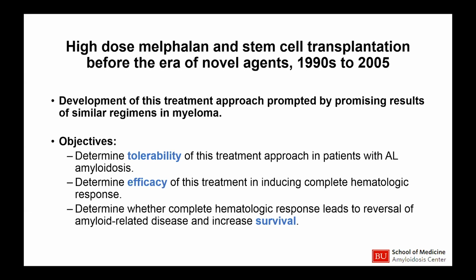High-dose intravenous melphalan and autologous stem cell transplantation was developed for the treatment of AL amyloidosis in the early 1990s, and this treatment approach was prompted by promising results of similar regimens in multiple myeloma. Objectives of the initial clinical trials were, one, to determine tolerability of this aggressive treatment approach in patients with multi-system organ involvement with AL amyloidosis; 2, to determine efficacy of this treatment in inducing complete hematologic response.